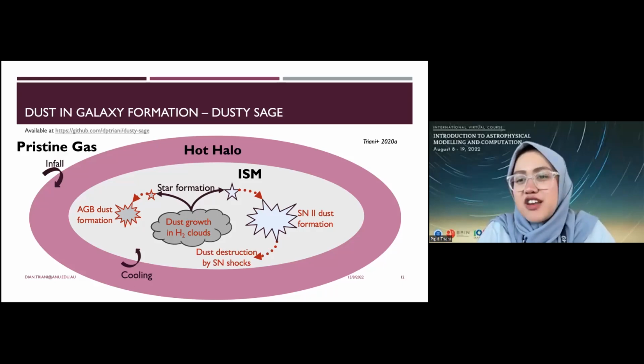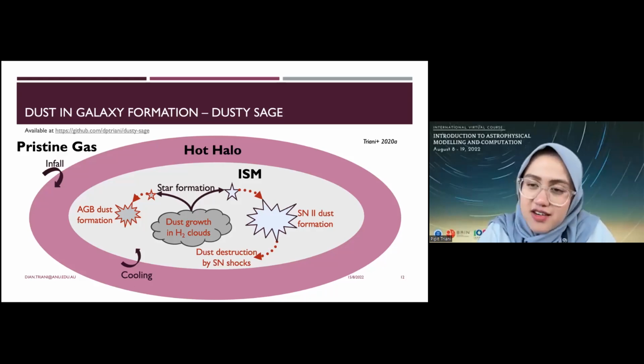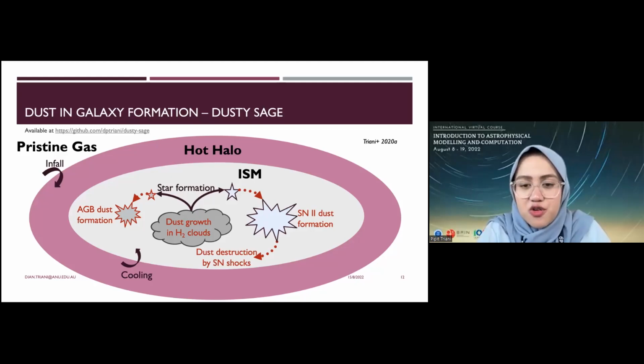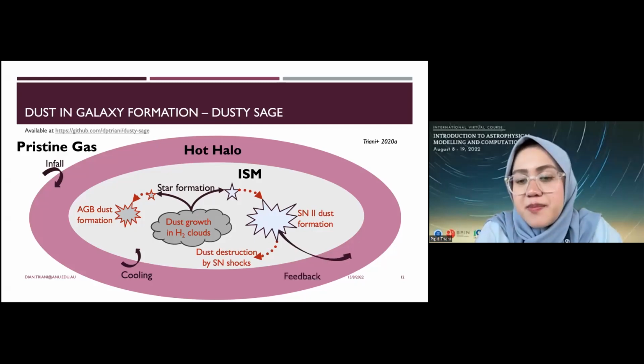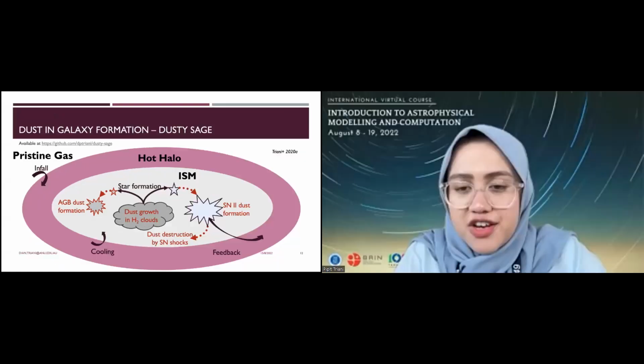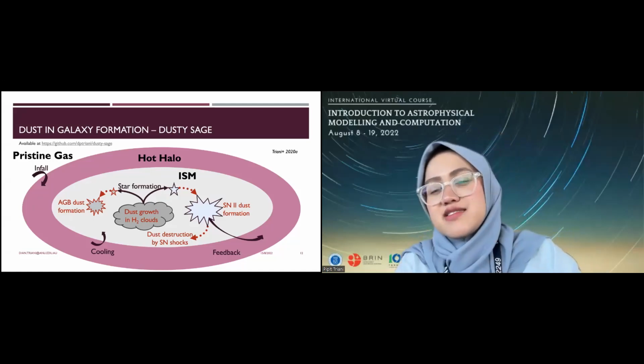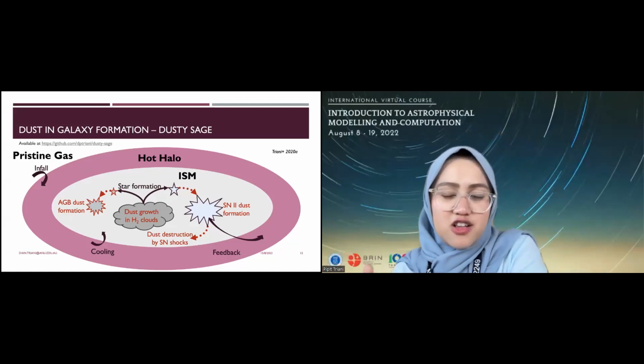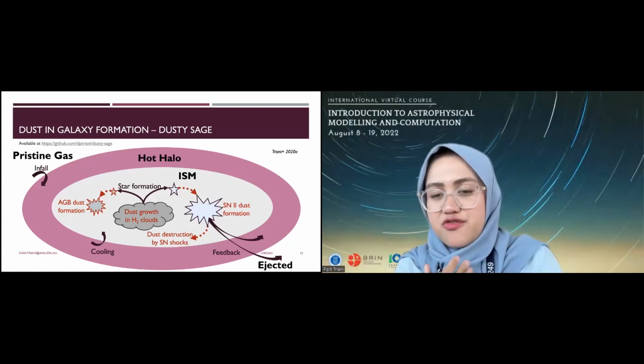But dust can also be easily destroyed by the shocks generated by supernovae. So it goes back to gas phase metals if there is a very energetic supernova. The particles can be destroyed, and that reduces the overall dust mass in the interstellar medium. Now, the feedback processes that we talked about before, either supernovae or AGN feedback, bring cold gas out from the interstellar medium to the halo, or even out to the ejected reservoir.